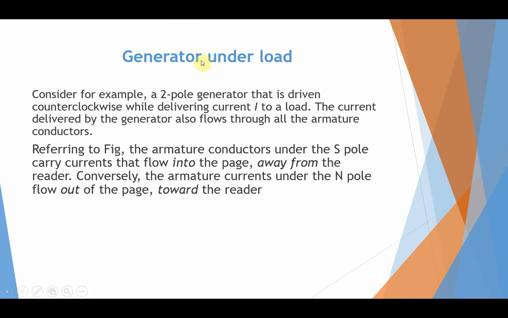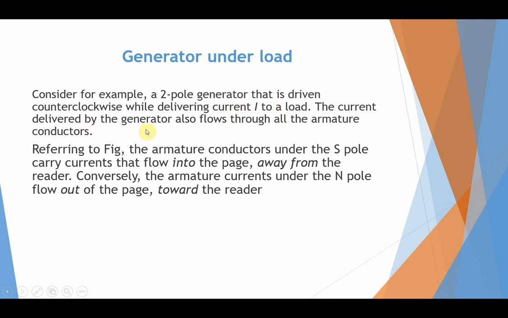Now, generator under load. We studied the generator under no load situation to build a grip on the topic. Now we are going towards the advancement. So, generator under load. Consider, for example, a two-pole generator that is driven counterclockwise, meaning anti-clockwise, while delivering current I to a load. Meaning we have a two-pole generator that is driven in the anti-clockwise direction and gives current to a load.